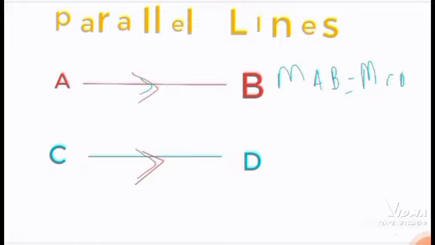They'll ask you to prove if lines are parallel, and all you have to do is calculate the gradient of those lines, and they should be equal. So you'll calculate the gradient of AB as well as the gradient of CD, and those gradients should be equal.